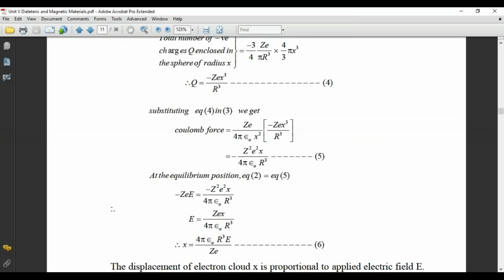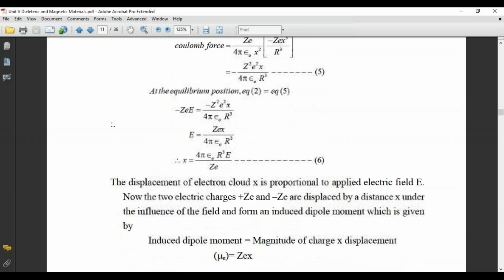Now we get equation 5, which is the Coulomb force. Now you already know the Lorentz force from equation 2. So at equilibrium, the Lorentz force is equal to the Coulomb force. If we equate those two equations, we get the displacement x equal to 4 pi epsilon naught R cubed E by Ze, that is equation 6.